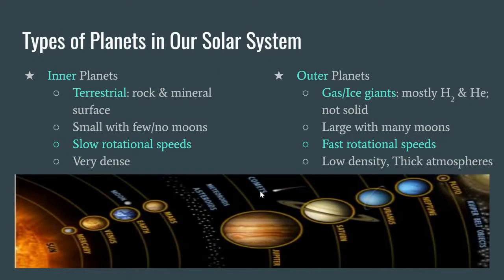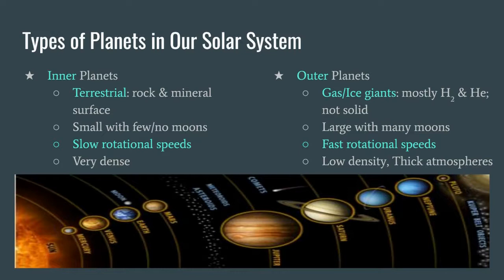We have 2 different types of planets in our solar system. We have our inner planets, which we'll talk about today, and we have our outer planets, which Ms. Laporte will talk about in the next presentation. Our inner planets are terrestrial, that vocabulary word meaning rock and mineral surface. So you can stand on the surface of those planets. They're small with few or no moons. They have a slow rotational speed, and they are dense.